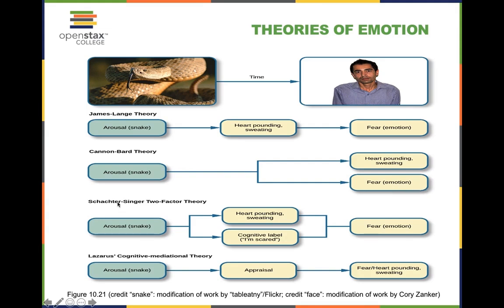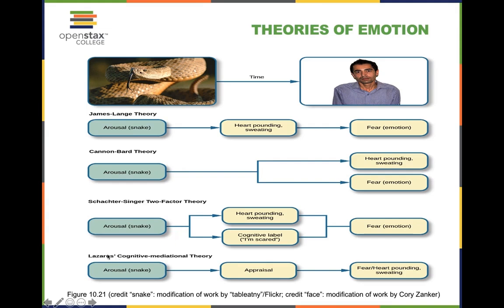Okay. Now, the Schachter-Singer two-factor theory states that we have a particularly arousing situation like seeing a snake. We will have the heart pounding and sweating, and then we will label it or appraise it. Okay. What's happening at the same time is the physiological response, as well as we are labeling it in the moment. Is this a situation to be scared of or not? And then we will experience the emotion.